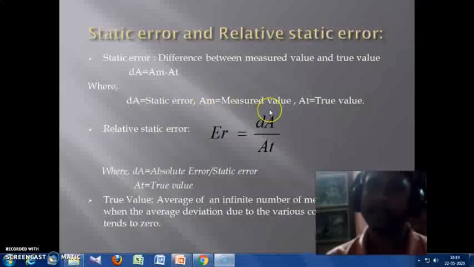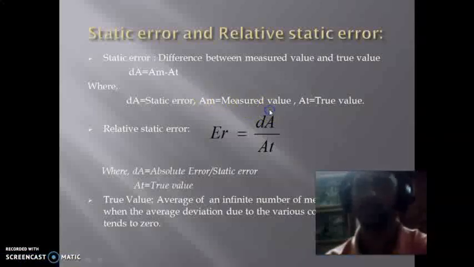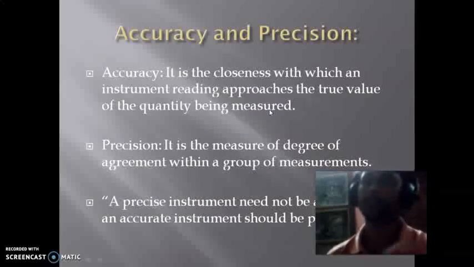And next I'm just going to discuss accuracy and precision. First I'm going to discuss accuracy. Accuracy is the closeness with which an instrument's reading approaches the true value of the quantity being measured. Suppose we want to measure the value of a variable. If its value approaches closest to the true value, then its accuracy is very good.